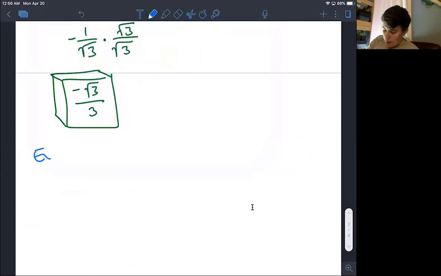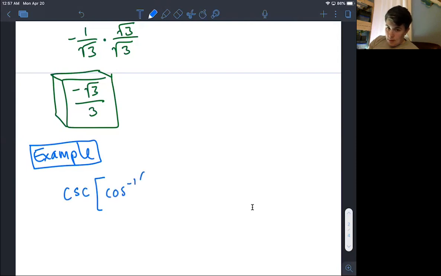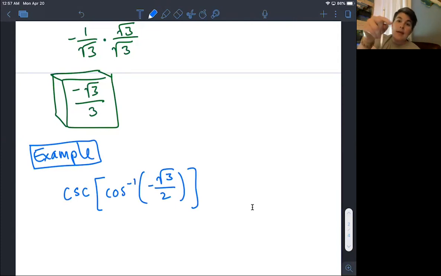What I would love for you to do, I'm going to write this example. I would love for you, after I write this, to pause this, try this on your own, and then come back and check. So I want us to find the cosecant of the inverse cosine of negative rad 3 over 2. Okay, so pause, try this on your own, and then come back and check it. Pause. Did you pause? Hopefully you did. Okay, I'm going to work this out.